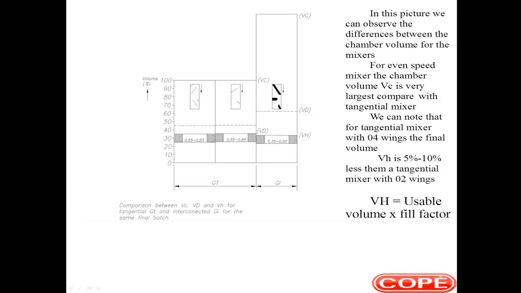In this picture, we can observe the differences between chamber volumes for the mixers. For even speed, for example, the mixer's chamber volume, VC, is very large compared to the tangential mixers. That means the even speed mixer has more cooling capacity for the same batch mix.